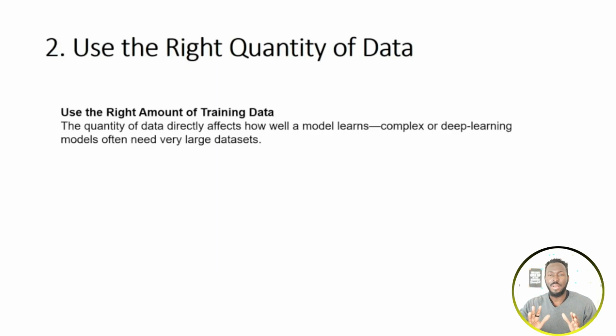The model performance really relies on how much data you give it. The more data you give to your model for training, the better it is going to perform in production. That is just how it works. So the best performing models are the models that were given a huge amount of data during training. Of course, there's the law of diminishing returns. At some point, the more data you give the model, the worse it performs. But for most models, the more data you give it, the better it performs. So the quantity of data directly affects how well a model learns.